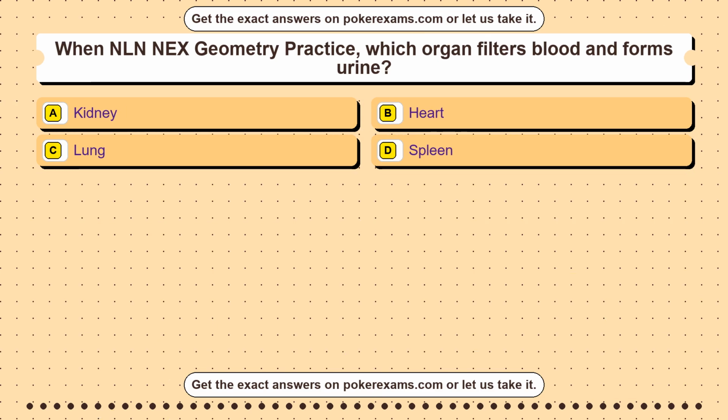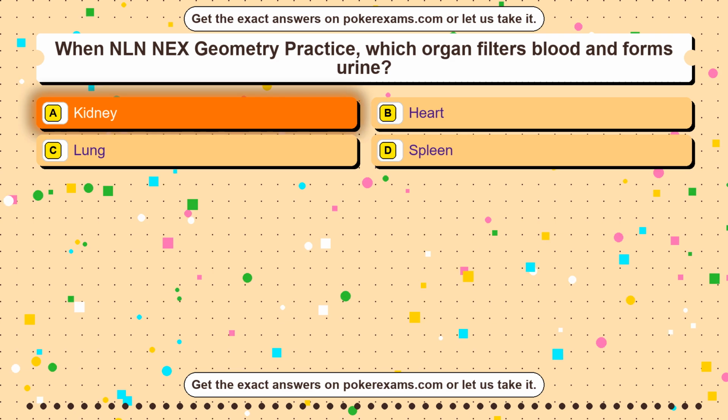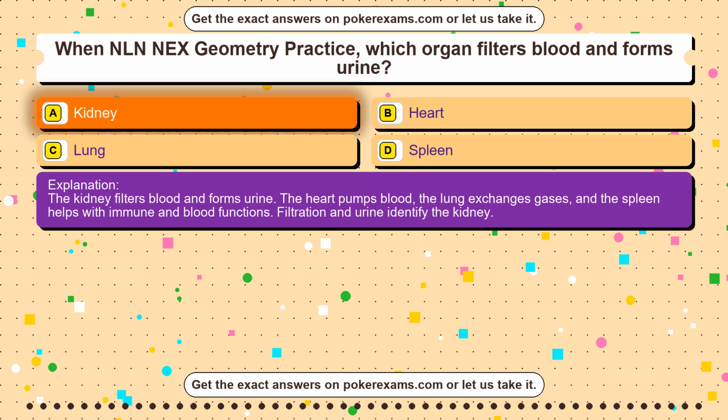Question 49. When Get Geography Practice, which word signals contrast? Option A. However. Option B. Because. Option C. Also. Option D, first. The correct answer is option A. However signals a contrast between ideas. Because signals cause, also adds information, and first shows order. Transition words reveal relationships in passages.